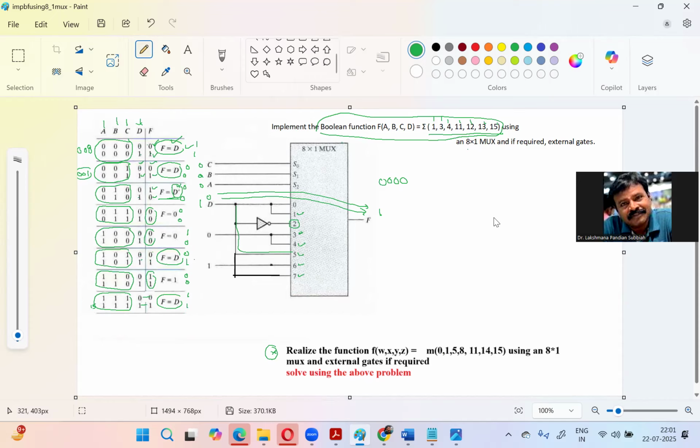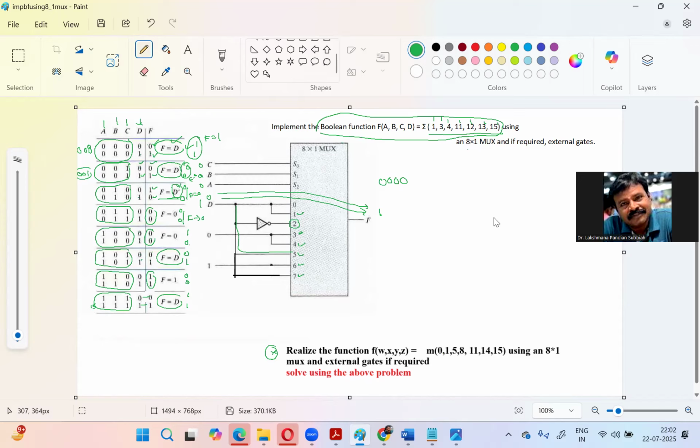Now, how do you write the functionality? Here, F equal to 1. So F is connected with 1. Then here we are having now all are 0, so F equal to 0. Then here all are 0, F equal to 0. Here all are 0, F equal to 0.